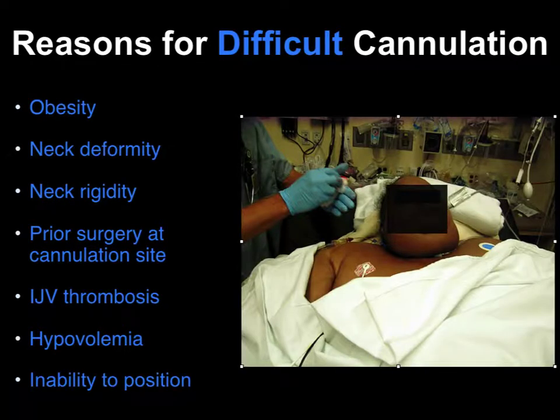Now, when looking at reasons for a difficult cannulation, sometimes it's going to be obvious, sometimes it won't be obvious. Patients who are morbidly obese, have neck deformities, have neck rigidity, have had prior surgery at the cannulation site, are at high risk for internal jugular vein thrombosis, such as a cancer patient, are significantly hypovolemic, or you can't place them in a good position. On those patients, it would be relatively apparent that there's going to be a potential for a difficult cannulation.